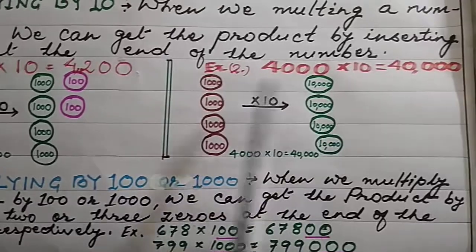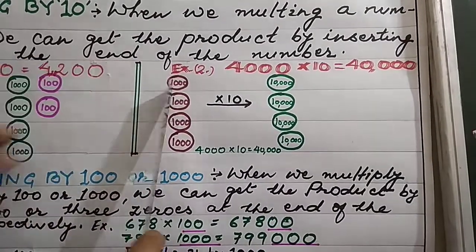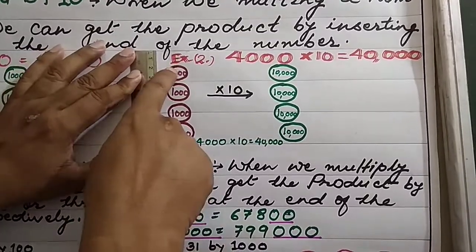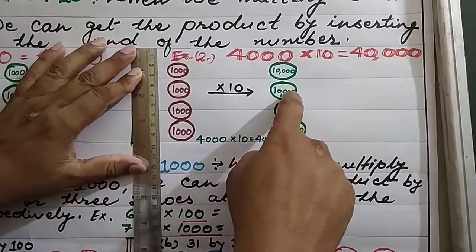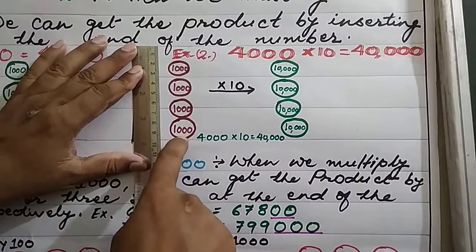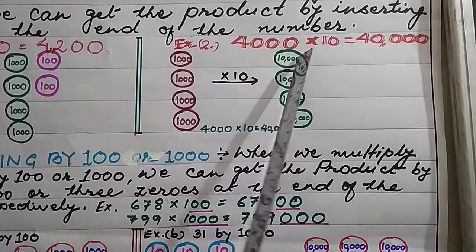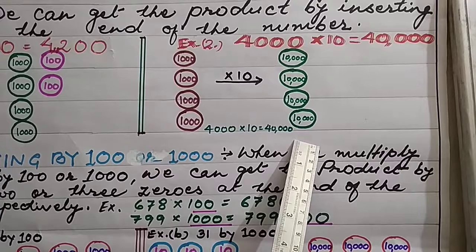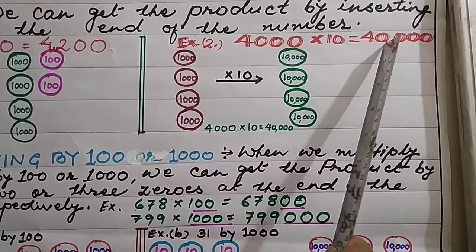Similarly, here also we have done it like this: each counter denotes 1000. So there are 4000. We are multiplying each 1000 by 10, and it becomes 10,000. Again 1000 into 10 is 10,000. So see here, each counter denotes 10,000. So 4 counters are there, that means 40,000. So when we multiply 4000 into 10, it becomes 40,000.